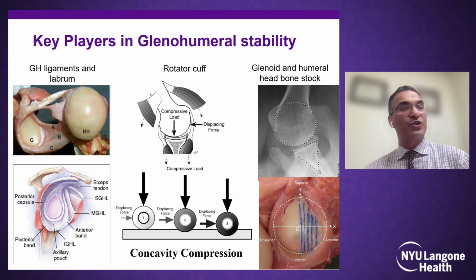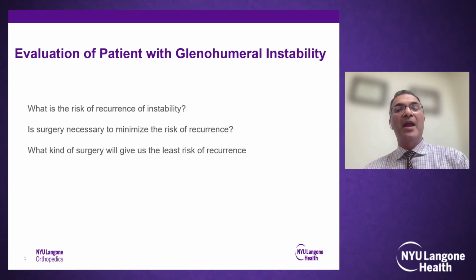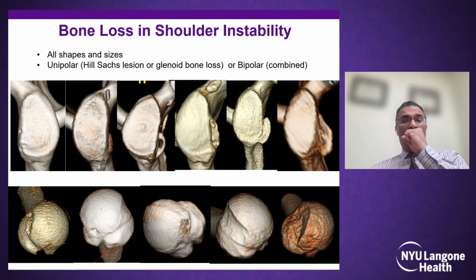Three key players in shoulder instability: ligament labrum, rotator cuff, and glenoid and humeral head bone stock, which is what I'm going to focus on for this talk. Now, when we evaluate a patient with glenohumeral instability, whether it's a first-time dislocator or a recurrent instability, we want to know what is the risk of recurrence of instability in these patients. Is surgery necessary to minimize the risk of recurrence? And what kind of surgery will give us the least risk of recurrence in that particular patient?